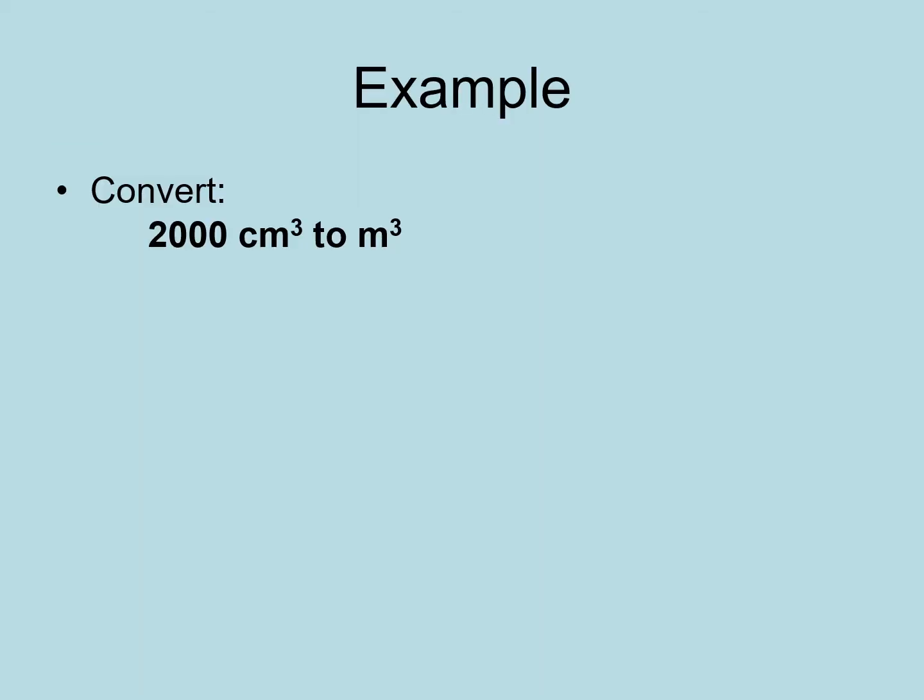Here's our problem. You could rewrite that cubic centimeters as centimeters times centimeters times centimeters. What we want to find is cubic meters, so I'm going to write that on the right side of my paper. And now what I need to do is multiply by a conversion factor, or in this case, at least 3 conversion factors. So I need to know some equivalences.